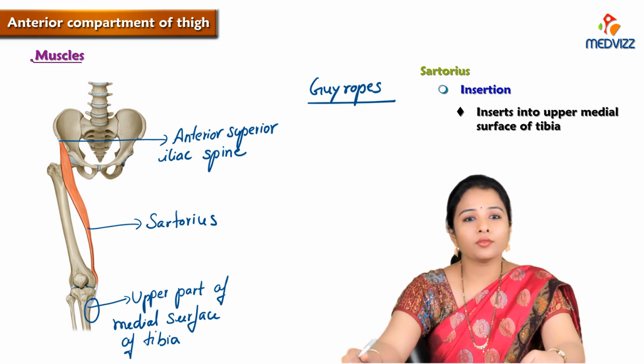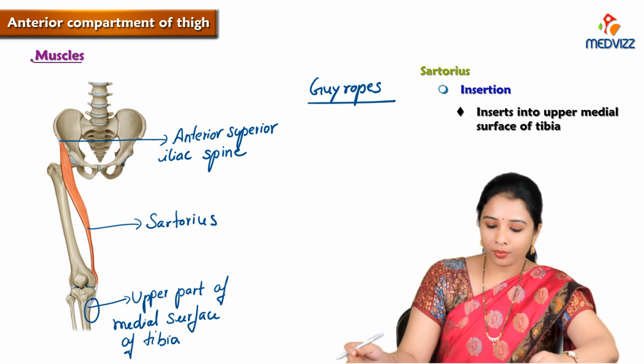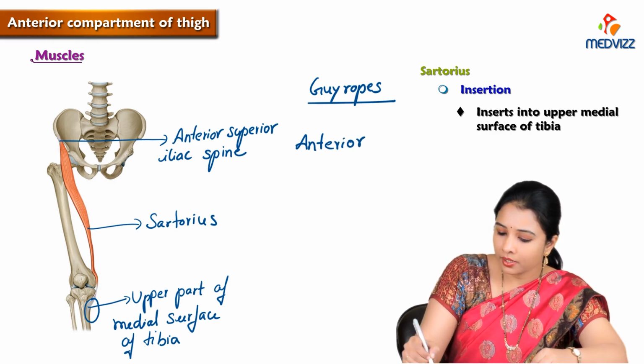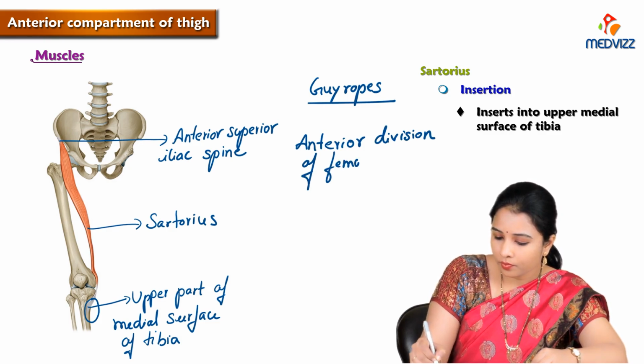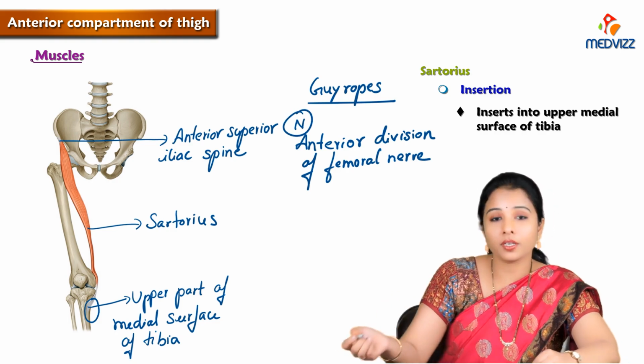So the nerve supply of the Sartorius, it is supplied by the anterior division of the femoral nerve. So here is the nerve supply, anterior division of, so I am writing N for nerve supply.